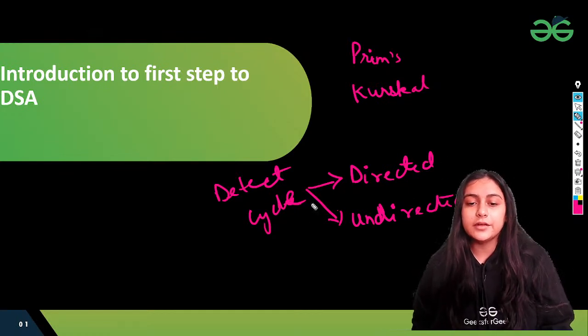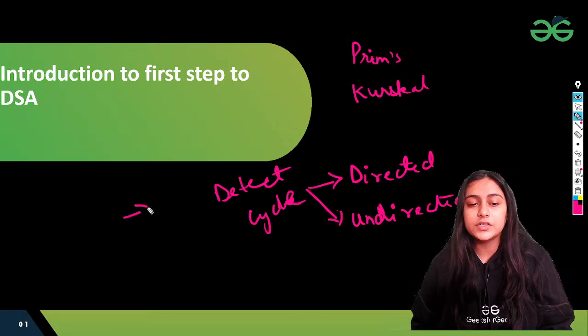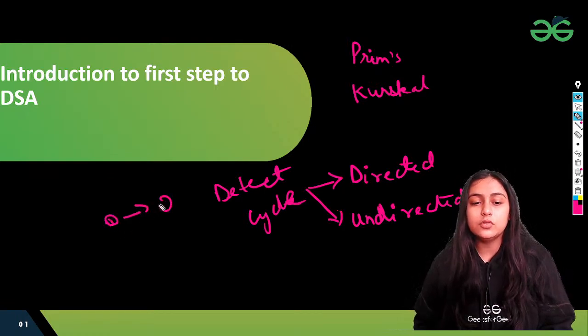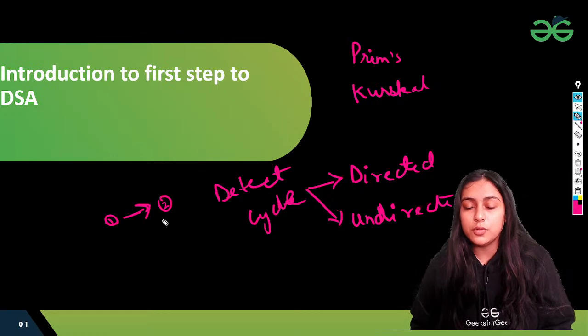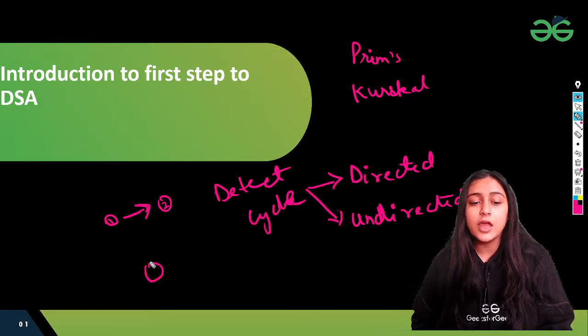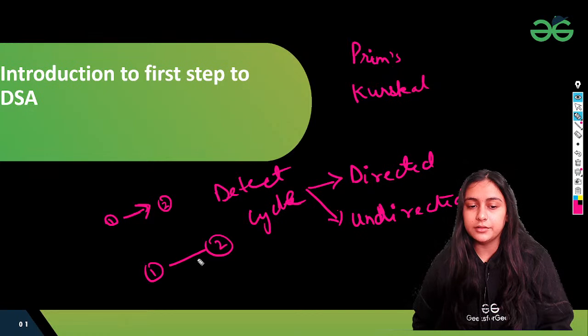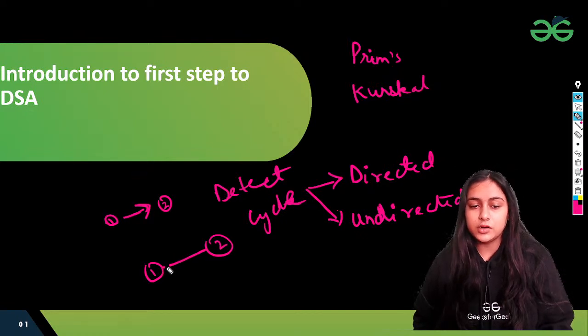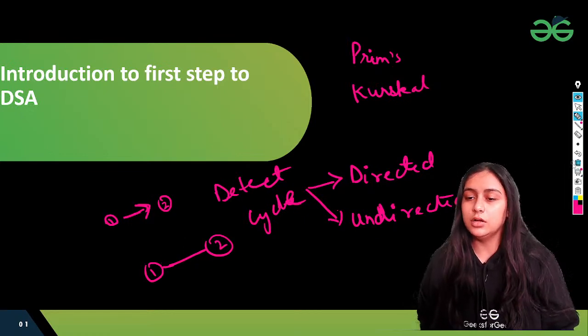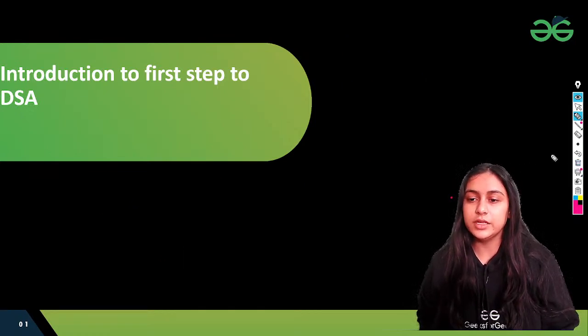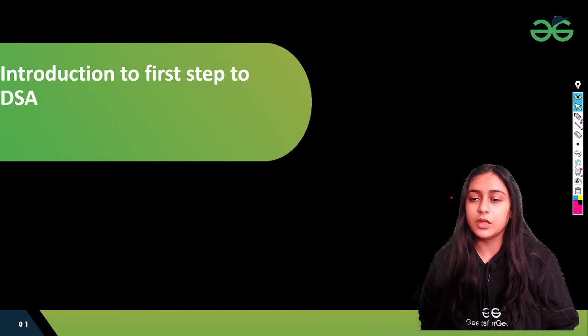Basically, a directed graph is a graph in which we have direction. If I'm going from node 1 to node 2, and the direction is from 1 to 2 only, the edge is from 1 to 2 only, then we can say it is a directed graph. And if two vertices are connected like this, then we say it is an undirected edge. Basically, we can go from 1 to 2 and 2 to 1 as well. Okay, so now after a quick introduction, let's quickly go to our slides.